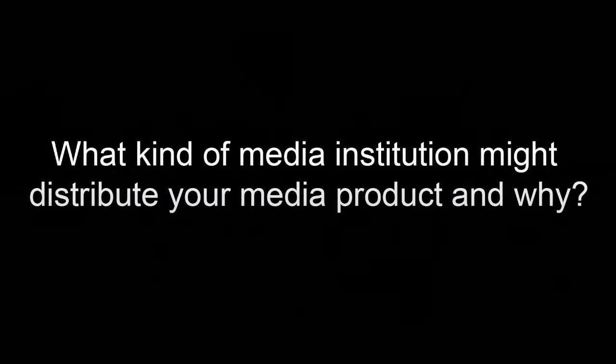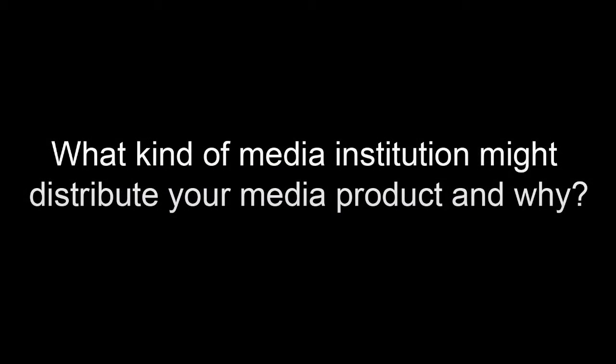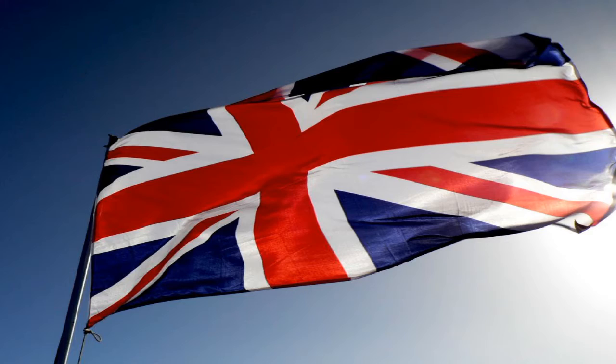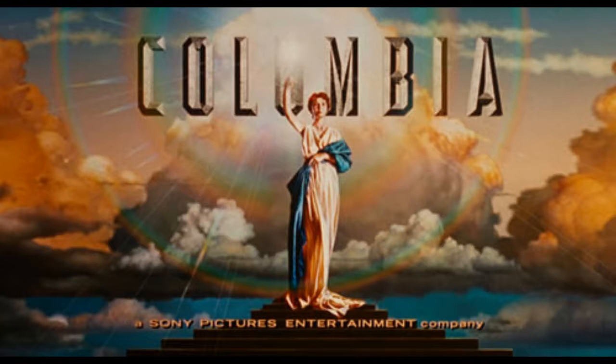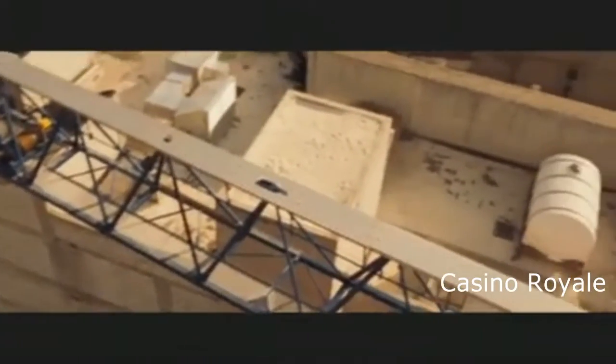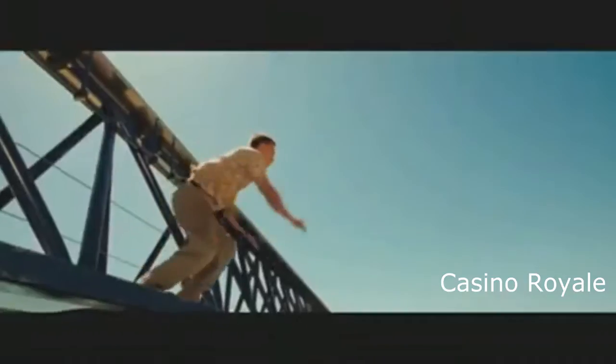What kind of media institution might distribute your media product and why? Our media product is one which would most probably be distributed by a British independent film company, as it doesn't fit with typical conventions needed to be a blockbuster such as Casino Royale, which is distributed by Columbia Pictures. Typical blockbuster action or thriller films use conventional stereotypes such as a clear linear story, and are often more cinematic and explosive than our film, which is gritty and not as polished.